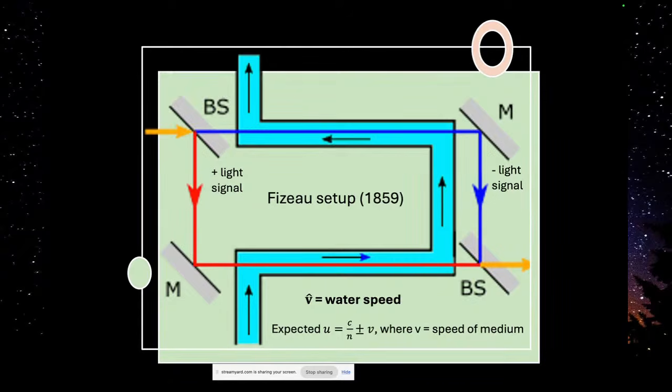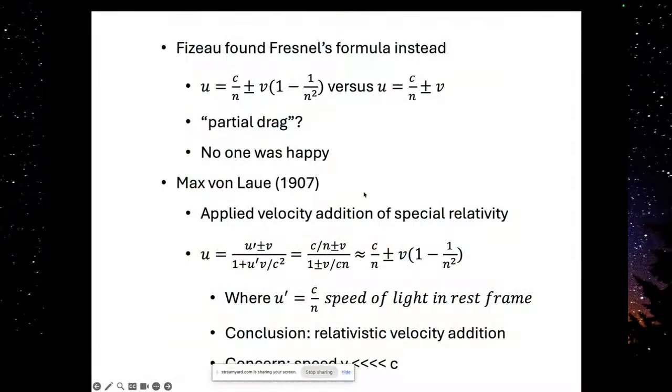And what Fizeau expected is that the speed of light would be c over n, which is the speed in the stationary medium, plus or minus the speed of the water v. But that's not what he found. Instead, he found that the speed of light was c over n plus or minus v times approximately 1 minus 1 over n squared, as opposed to what his original belief was. And this has been referred to as partial drag, but no one was happy with this answer.